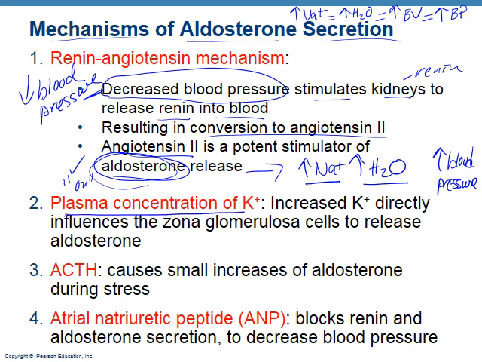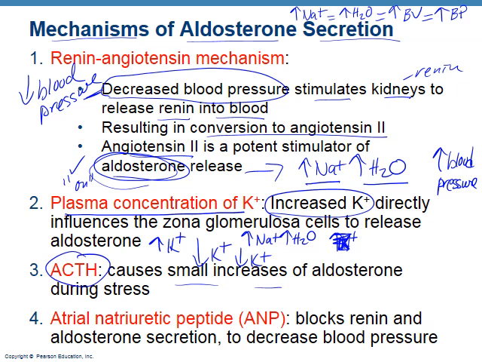If your plasma concentration of potassium is too high, so you have high potassium, how do I get rid of high potassium? If I have, sorry, let me start over, it's hard to see. If I have high potassium and I want to kick the potassium out, what do I absorb? If I reabsorb sodium and I reabsorb water, what automatically happens? I kick potassium out. ACTH can also cause an increase of aldosterone during stressful times.